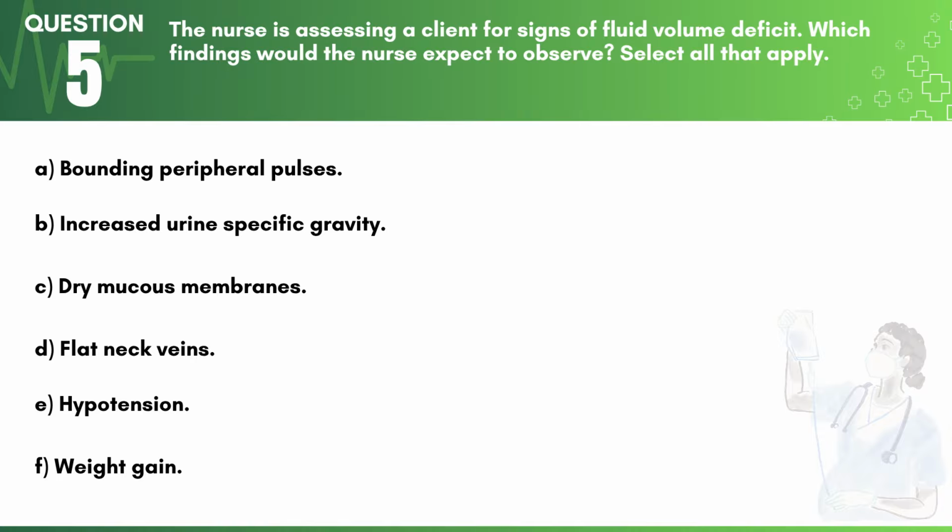Question 5. The nurse is assessing a client for signs of fluid volume deficit. Which findings would the nurse expect to observe? Select all that apply. A. Bounding peripheral pulses. B. Increased urine-specific gravity. C. Dry mucous membranes. D. Flat neck veins. E. Hypotension. F. Weight gain.